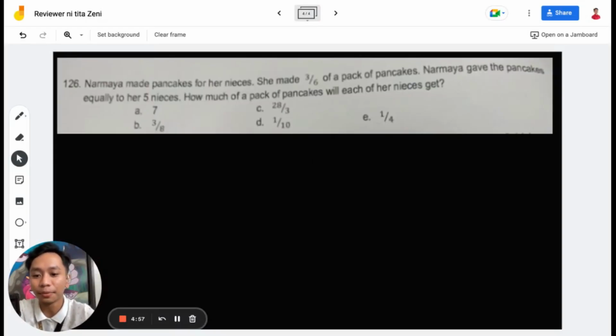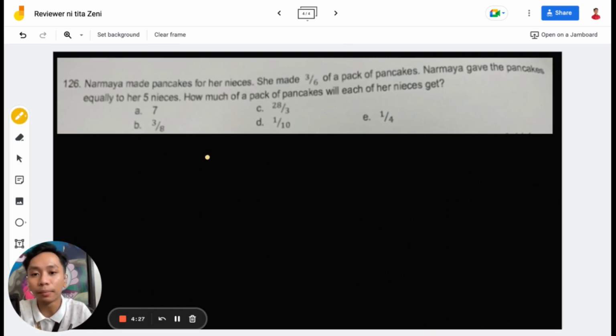Here's another sample problem. Sabi dito, Narmaya made pancakes for her nieces. She made 3/6 of a pack of pancakes, and then Narmaya gave the pancakes equally to her 5 nieces. How much of a pack of pancakes will each of her niece get? So, fractions ulit. Isa sa pinaka-intimidating na concept sa math, at least para sa nakararami.